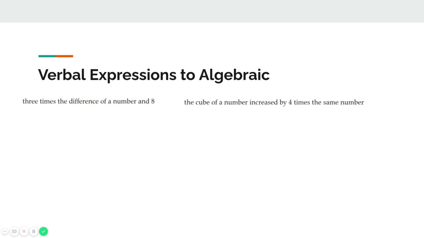So what I'd like you to do now is go ahead and pause your screen, read these examples, and see if you can come up with algebraic expressions for the verbal ones. All right, let's see how you did.